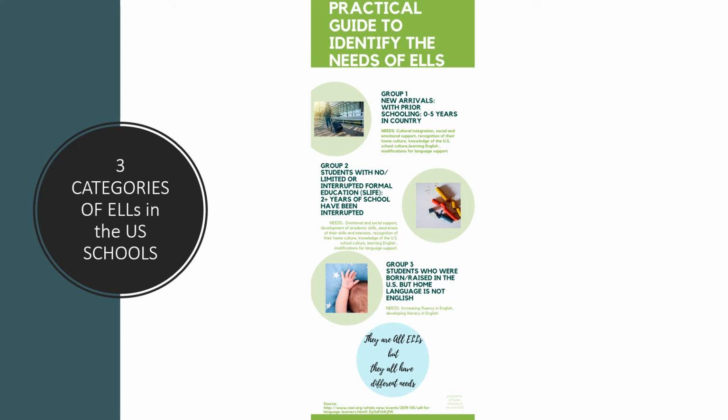The second group of students are students with no or limited or interrupted formal education. So at least 2 years of interruption they have experienced. They might have no prior school experience due to wars, poverty, economic issues, or political issues, and they might be very smart but might not be adapting fast since schooling is new to them. So their needs are more academic.